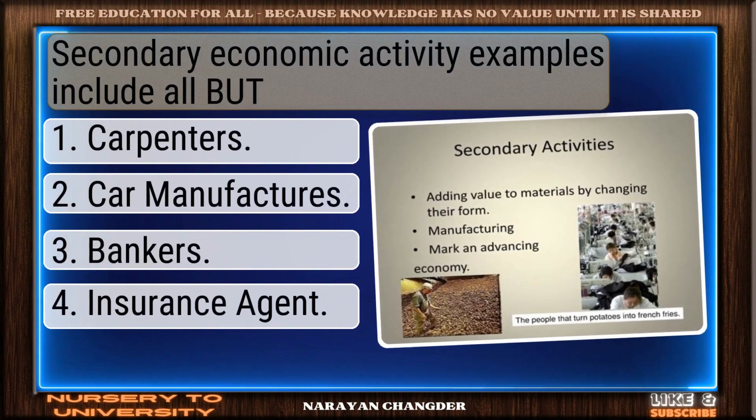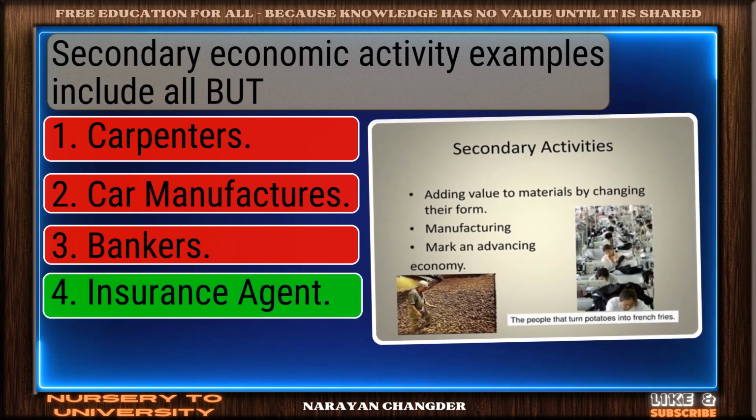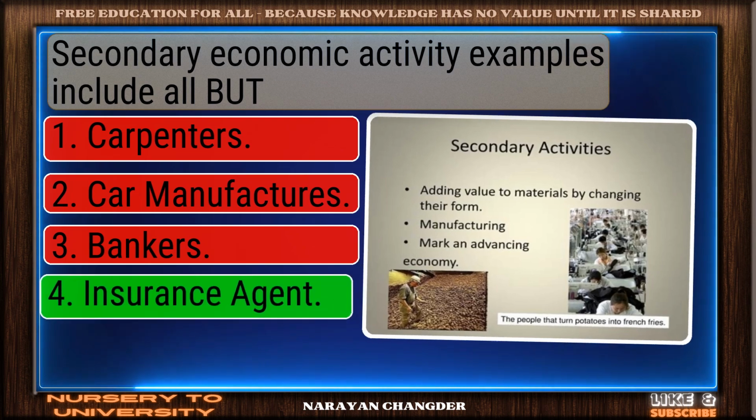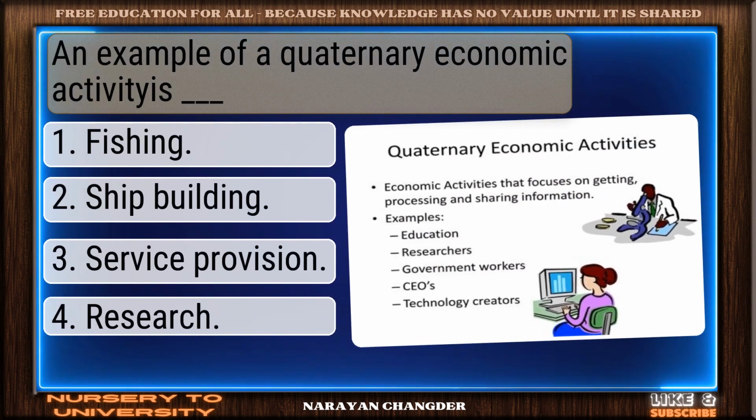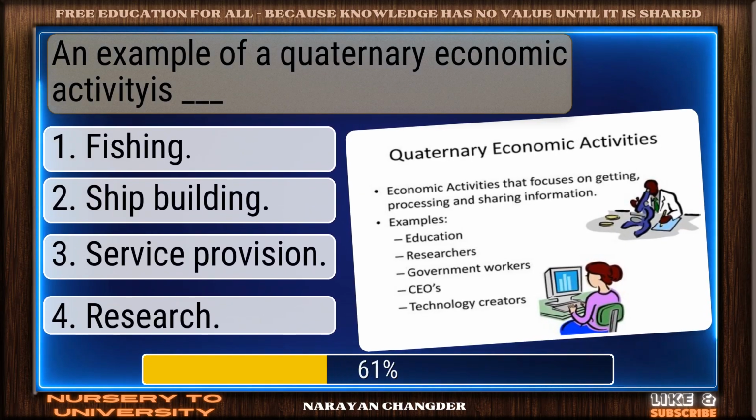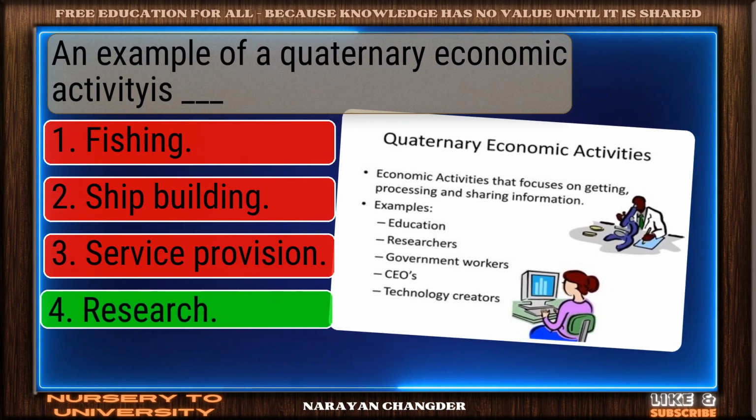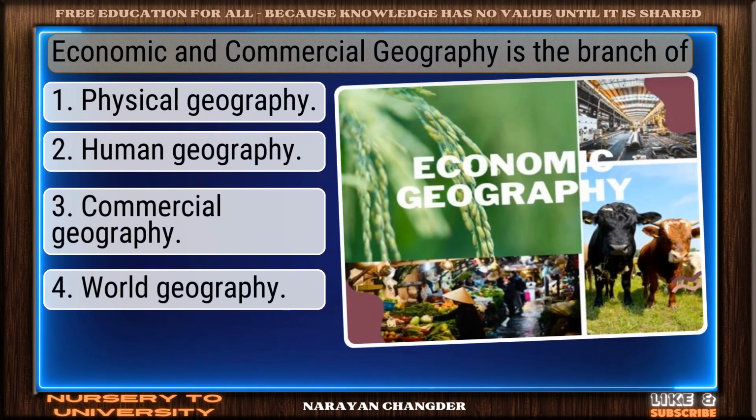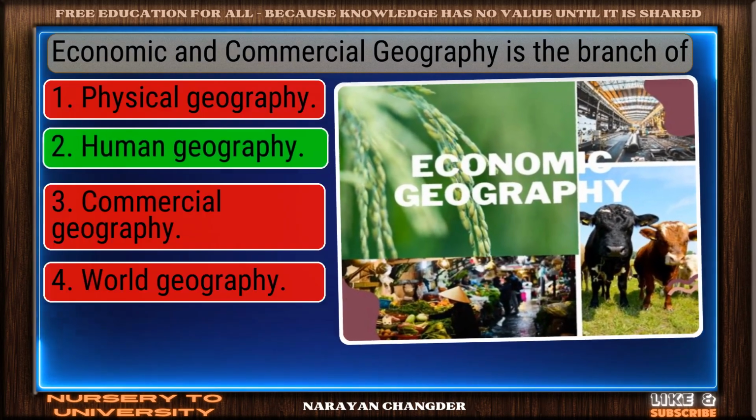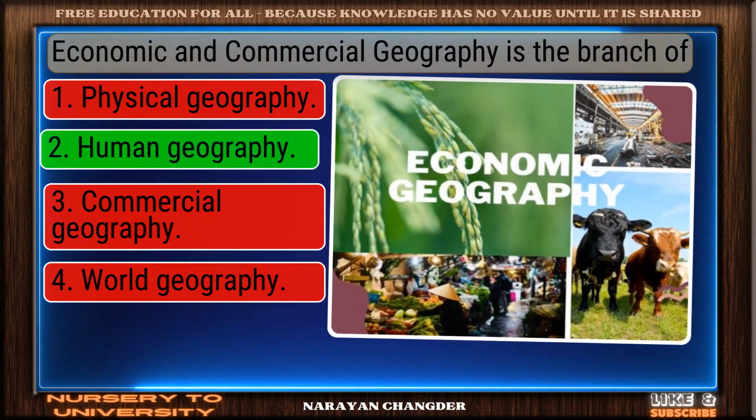Secondary economic activity examples include all but. Good thinking. Insurance agent is the right answer. An example of a quaternary economic activity is dash. Good job. Your answer research works well here. Economic and commercial geography is the branch of. Solid response. Human geography is a valid choice.